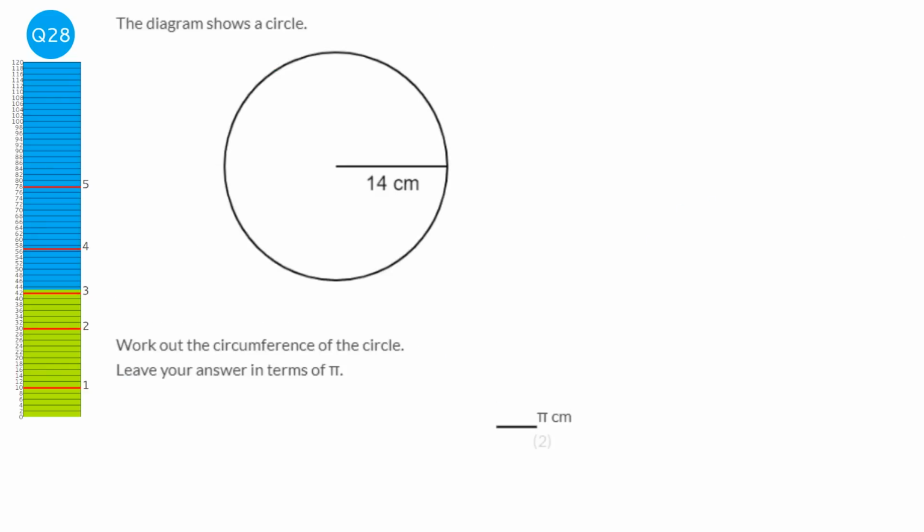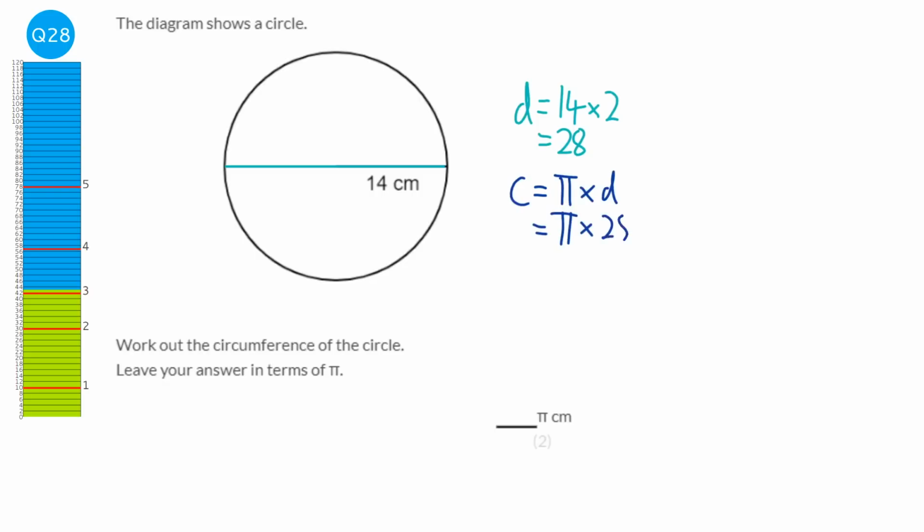To work out the circumference, we need to first of all work out what the diameter of this is. And to do that, we just draw a line across the circle, and we can see the diameter is twice as big as the radius. So the diameter is going to be the radius times 2, which is 28. The formula for the circumference of a circle is just pi times the diameter, which will be pi times 28. Now to write this in terms of pi, which the question asked for, we just put the number first and then pi. So it will be 28 pi.